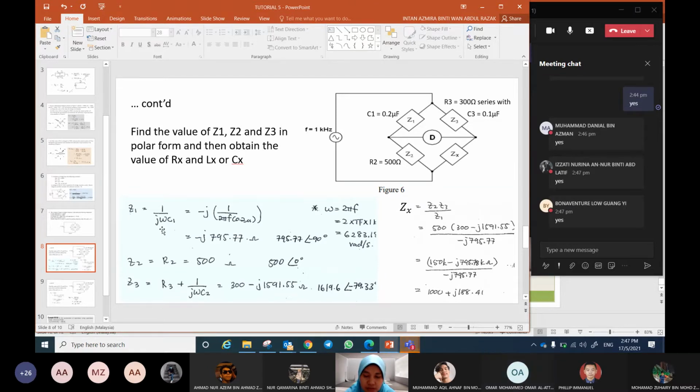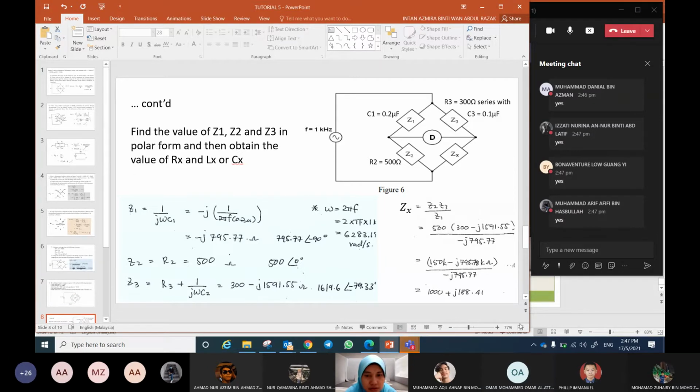You must press I, or in your calculator, it is the ENG button. Okay, and then close the bracket. You will get minus 795i, right? Yes. Okay, and then please convert it to polar form. How to convert it to polar form?